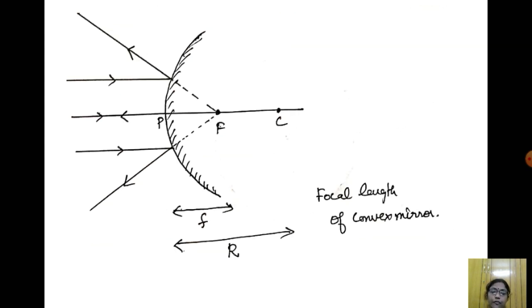This is the focal length diagram of the convex mirror. If a parallel beam of light is made to fall on this convex mirror, the outer portion is reflecting. After reflection, the rays diverge, and they appear to diverge from the point capital F. P to F is the focal length of this spherical mirror, and R is the radius of curvature from P to C.